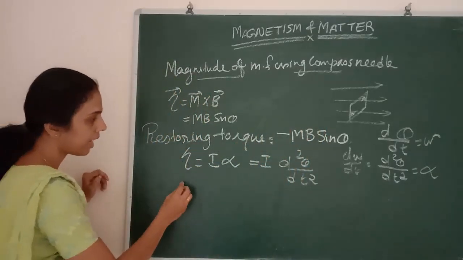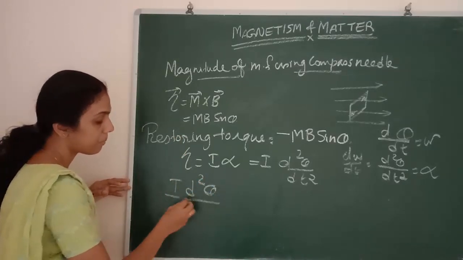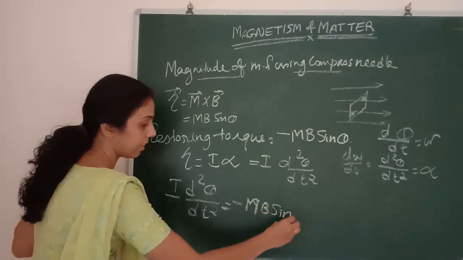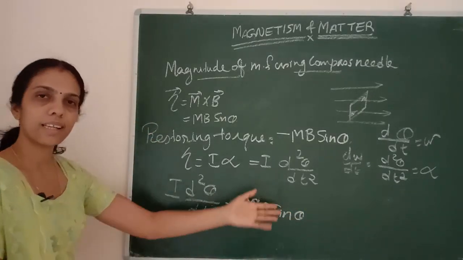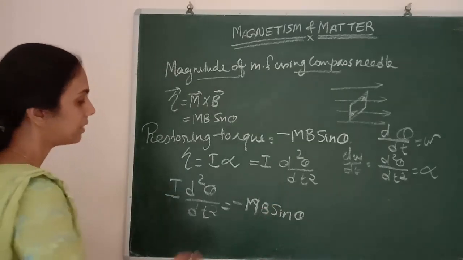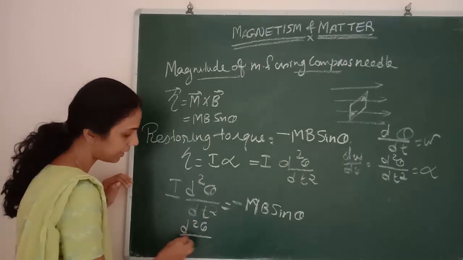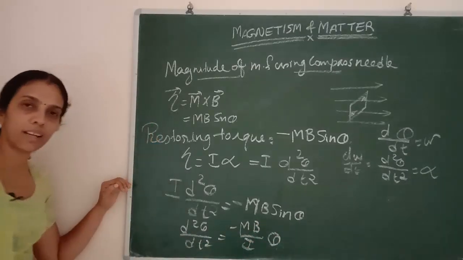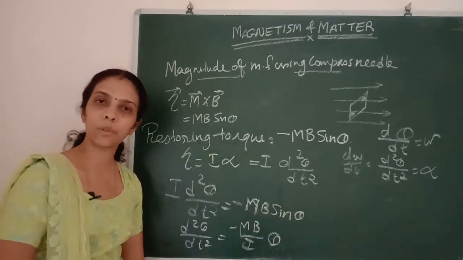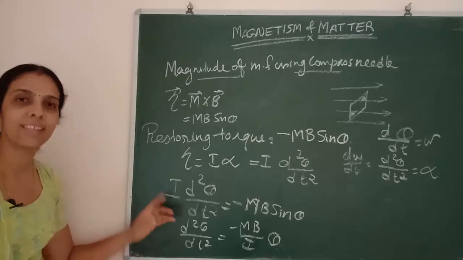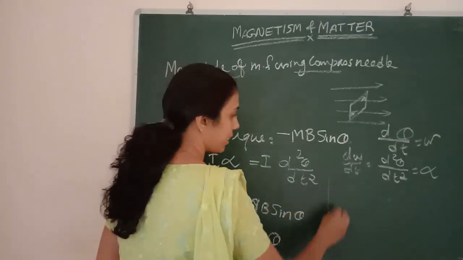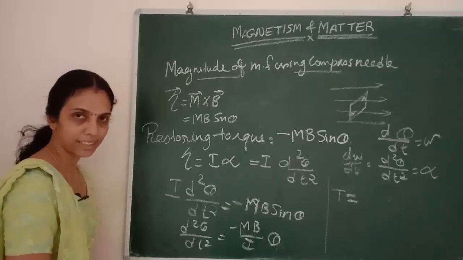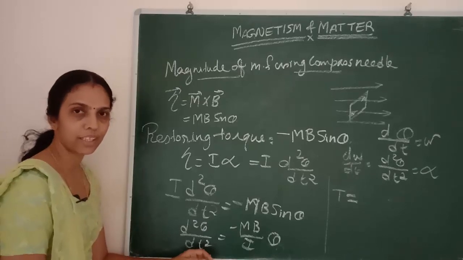Now I am substituting it over here. I will get I into d square theta by dt square equal to minus MB sin theta. If theta is very small, we can consider it as minus MB theta also, since sin theta is nearly equal to theta. So d square theta by dt square will be equal to minus MB by I into theta. This equation represents oscillation, isn't it? From here we can find the value of T, the time period, by comparing it with d square x by dt square equals minus omega square x.